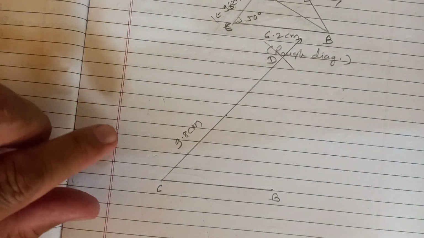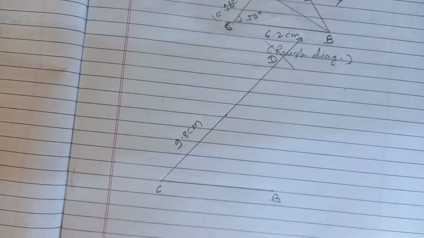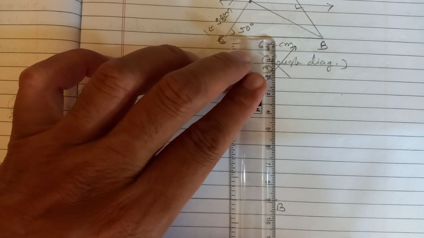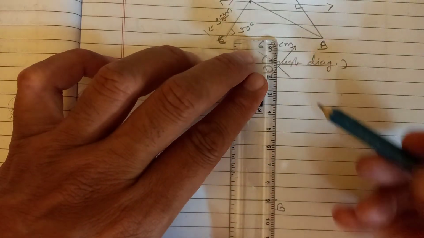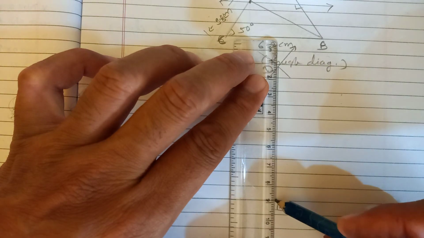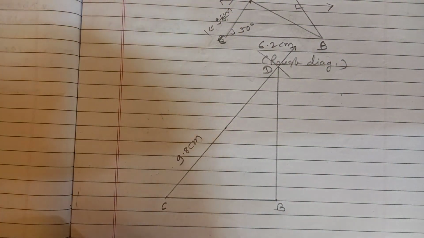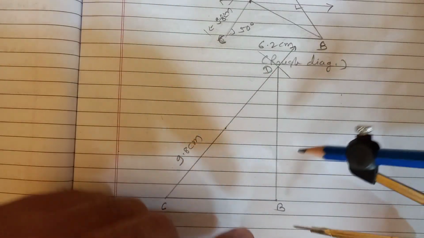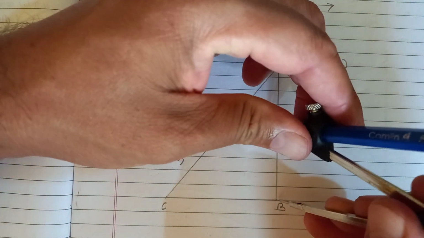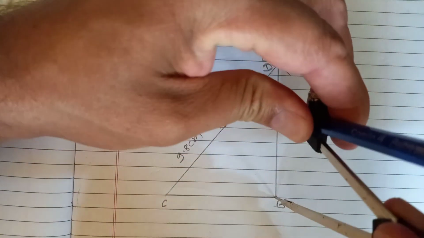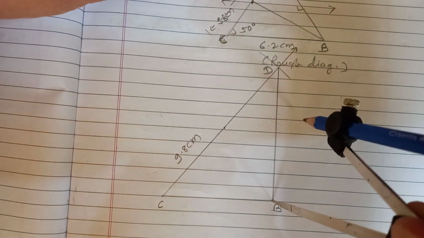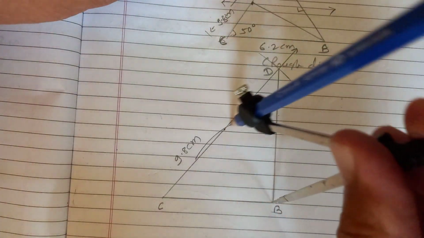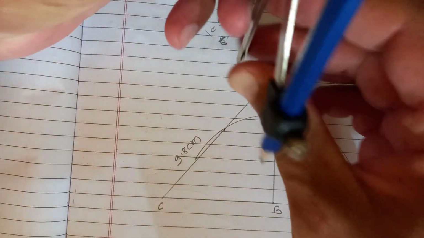So what do you have to do afterward? Join the point D and B. Take a scale and join BD. So this is the triangle. Now we have to find the point A. Take a compass and draw the perpendicular bisector of this segment BD. Draw one arc on this side, another arc here. Don't rub out the arcs.